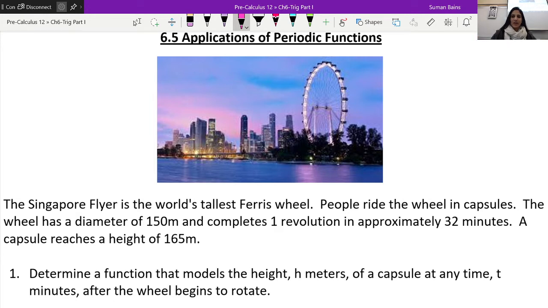So I'm going to start using that info here. We know that would be 150 meters, right? We're also told it completes one revolution in approximately 32 minutes. In terms of the stuff that we've been doing with sine and cosine, like sinusoidal equations, what do you think a revolution in 32 minutes is in our equation?